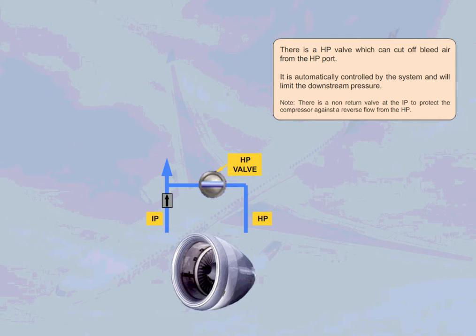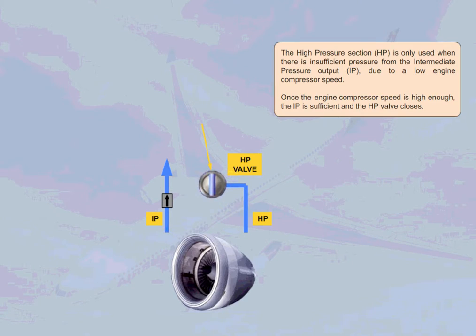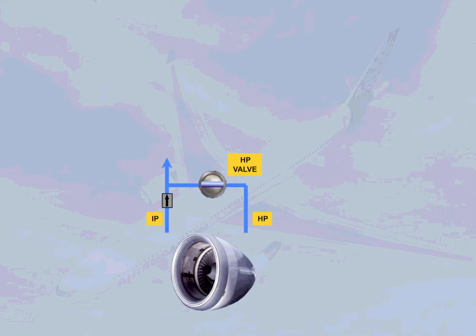The high pressure section, HP, is only used when there is insufficient pressure from the intermediate pressure output, IP, due to the low engine compressor speed. Once the engine compressor speed is high enough, the IP is sufficient and the HP valve closes. The air extracted from IP or HP stage of the compressor then goes to a bleed valve, which acts as a shutoff and pressure regulating valve.